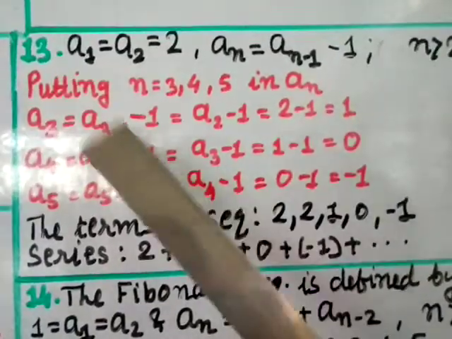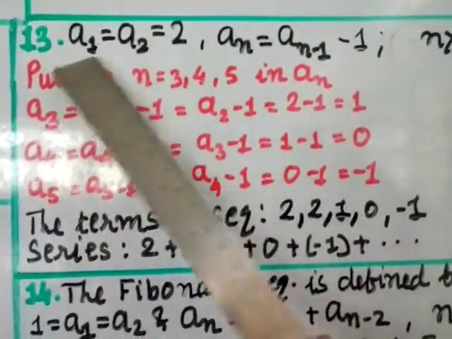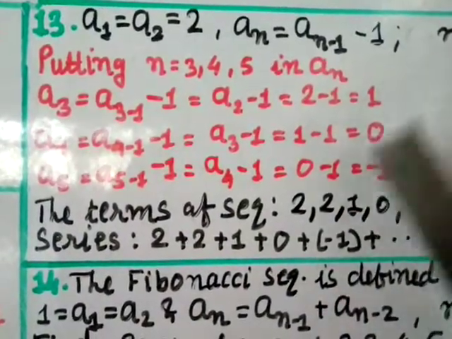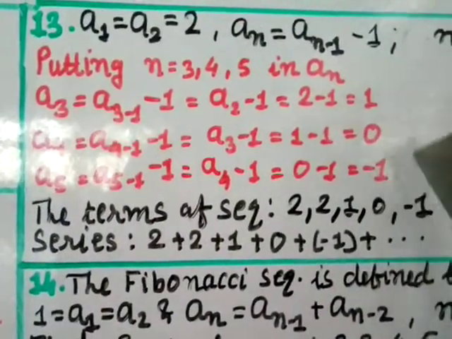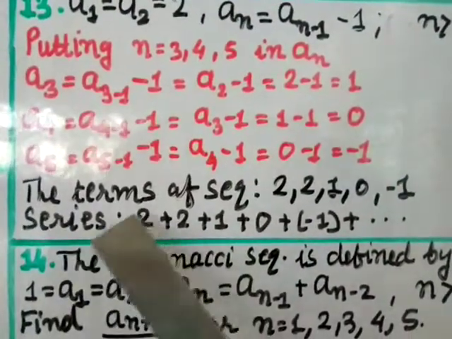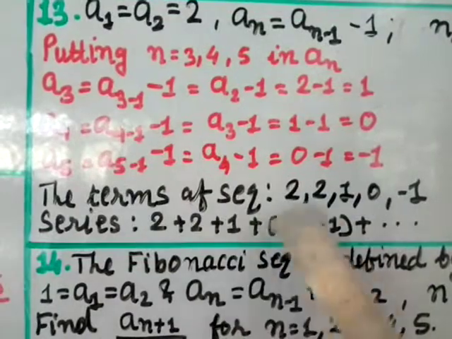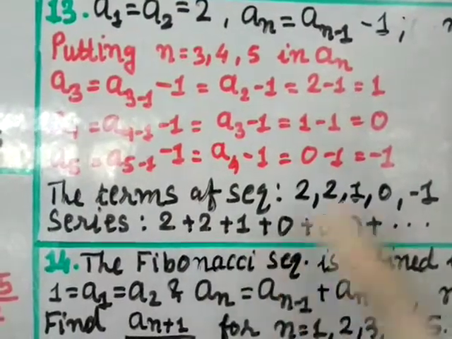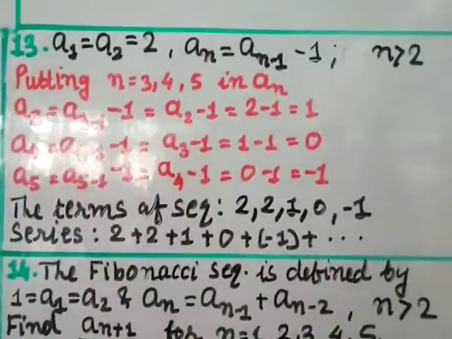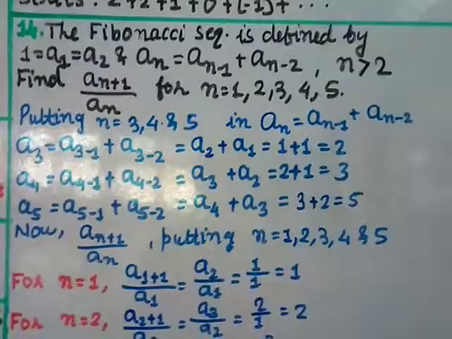Therefore the terms are: the first 2 terms, a1 and a2, are 2 and 2. So it is 2, 2. Third term is 1, fourth is 0 and fifth is minus 1. Right? Now we write the series. The series is the sum of these. So 2 plus 2 plus 1 plus 0 plus (minus 1) plus up to and so on. So that is the solution for question number 13.